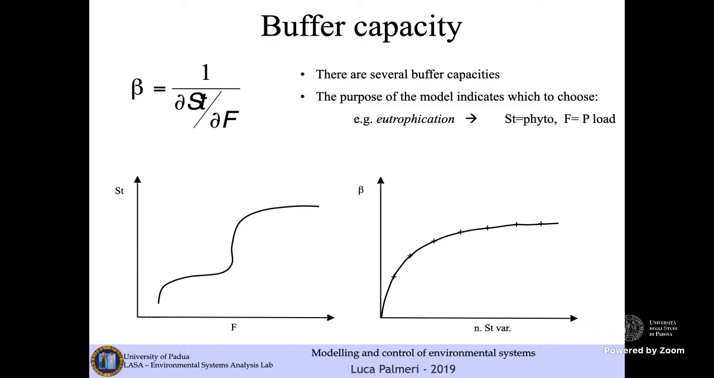There is another similar way of measuring the model complexity in terms of model performance. You employ for doing this the so-called buffer capacity. Buffer capacity is the inverse of the ratio between a variation of a state variable as a consequence of variation of a forcing function or of a parameter. For example, we may notice that there are several buffer capacities depending on the type of model that you are employing. The purpose of the model should indicate which buffer capacity to choose.